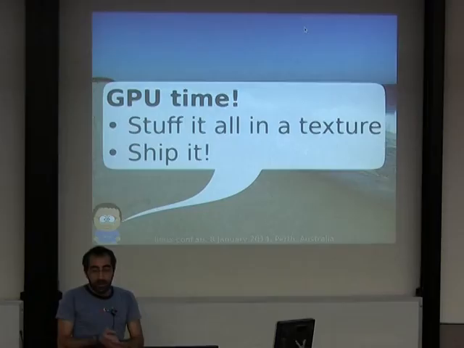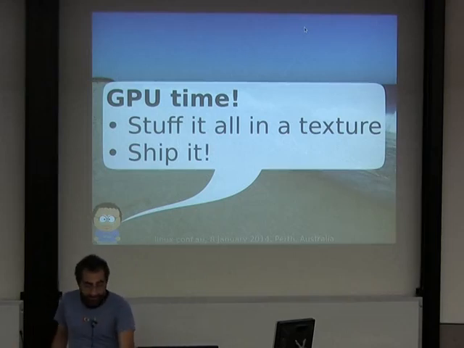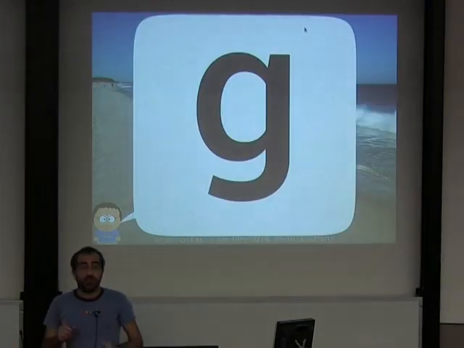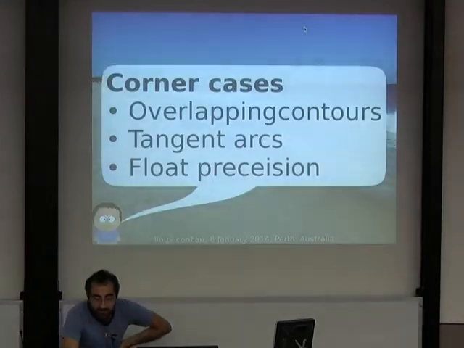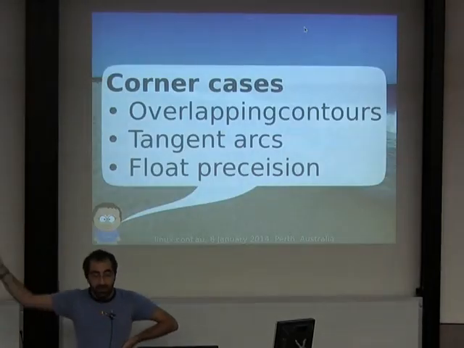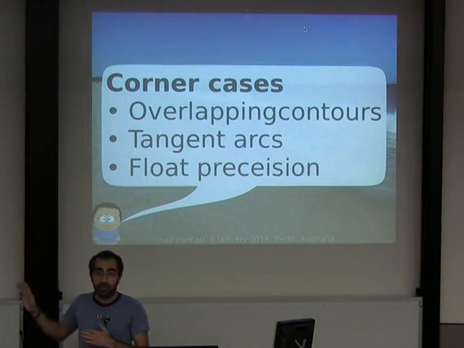So, GPU time. Stuff it all in a texture, ship it to the GPU, and for every pixel, find the closest arc. It worked. The first time I presented this, it was running at 3 frames per second, and each glyph took 50K of GPU memory. And I said, OK, I only need to make it 20 times better. The first question after the talk was, do you think you can do it? So people thought I'm insane.